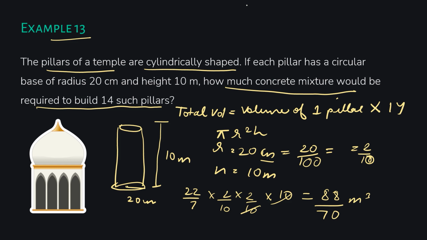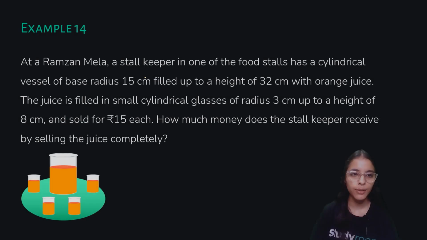To find the total volume, we just simply multiply it by 14 into 88 by 70, right? Now this is our 2, this is our 10, and we get 17.6 meter cube. So this is the amount of concrete that we'll need to make up such 14 pillars of the temple. Now we'll move on to our next question, example number 14.